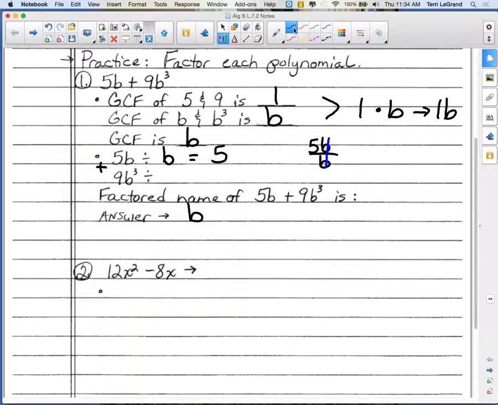So now let's go do our 9b cubed. It has to be divided by our GCF of b.